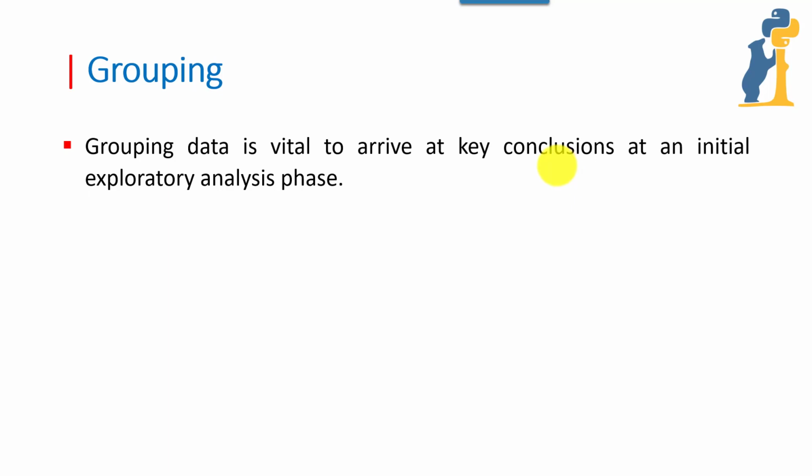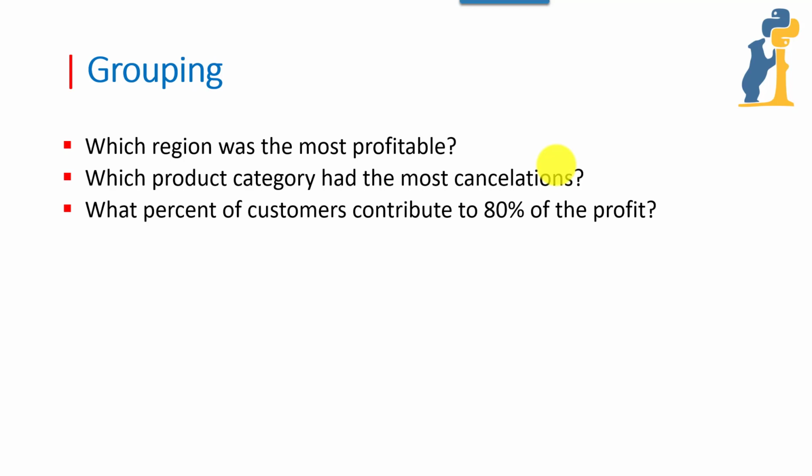For example, when you deal with a retail dataset with variables such as order ID, customer ID, shipping date, product category, sales region, quantity ordered, cancellation status, total sales, profit, discount, and others, grouping the data and aggregating it helps you to arrive at answers to questions such as those that follow.